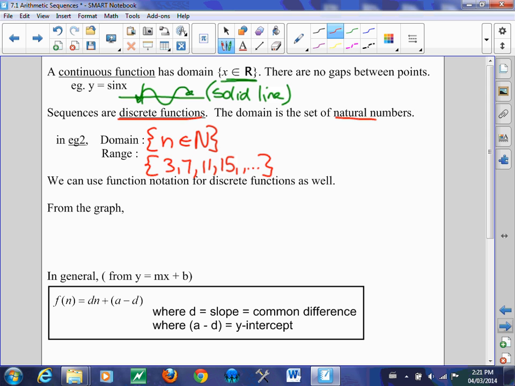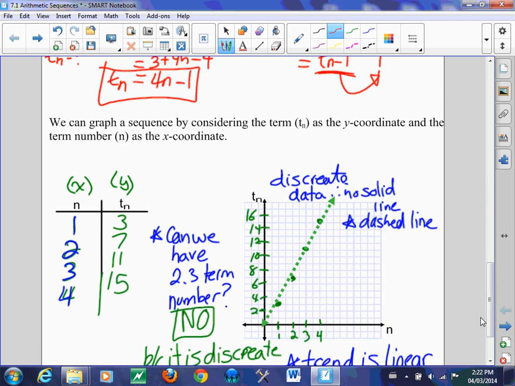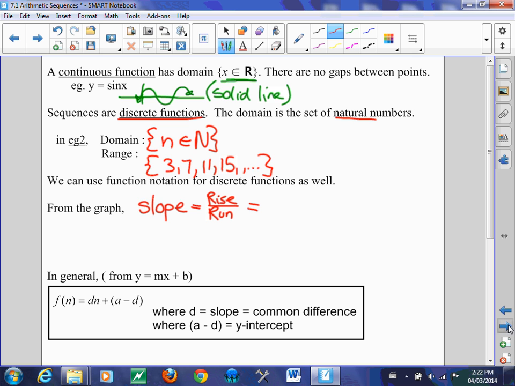We can use function notation for discrete functions as well. Just remember that the graph below was linear. If I flip back there, we could calculate the slope. The slope, again, is rise over run. How much did we rise between each point? Hopefully you counted 4 and a run of 1. So it's 4 over 1, which equals 4.